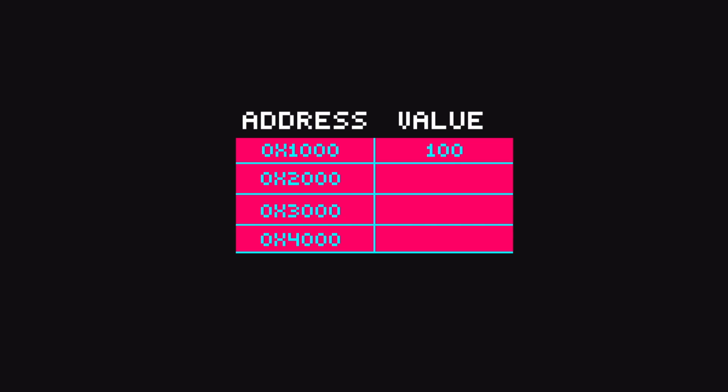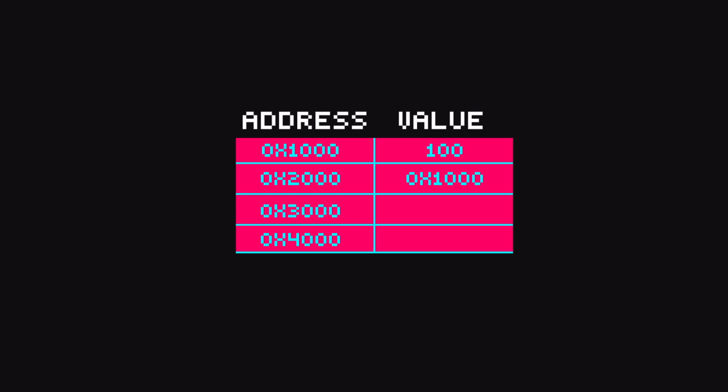Now let's go to the second row, and there we have the value 0x1000. We can see that this 0x1000 is a hexadecimal number, which means that this is an address. And if we compare that to the first row, we can see that 0x1000 is the address of the first row. That's all a pointer is. It's a value that happens to be an address.